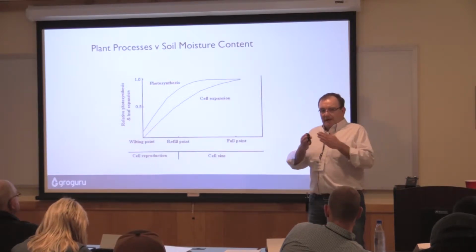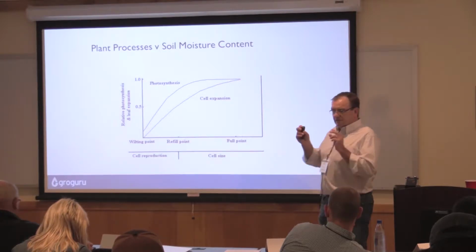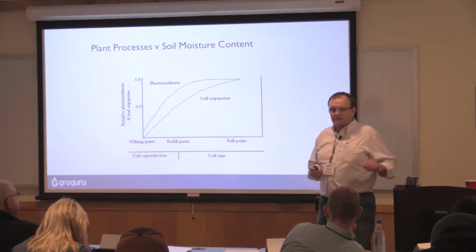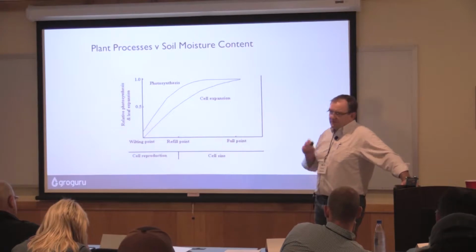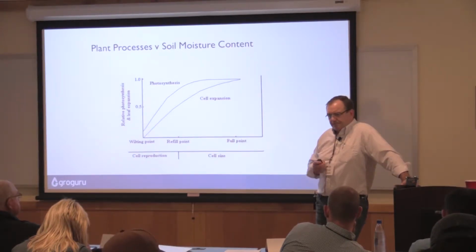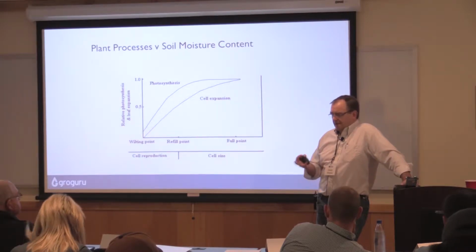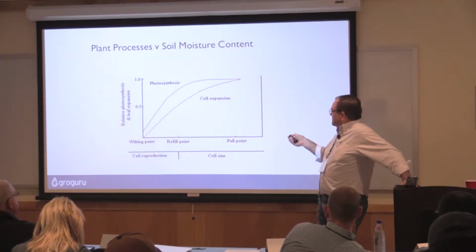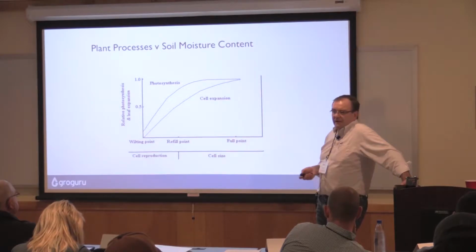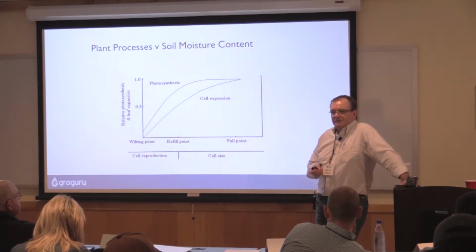But as soon as I start reducing water, I'm going to start to slightly reduce the cell size. So let's make this real for you. If I'm irrigating my front lawn, it's well drained, I've got beautiful loam soil, I've got drainage under it, I put my sprinkler on at 5 a.m. every morning in summer, I just keep it topped up, right near this full point. Well, my lawn's going to grow so fast, I'm going to be mowing it every 4 or 5 days.